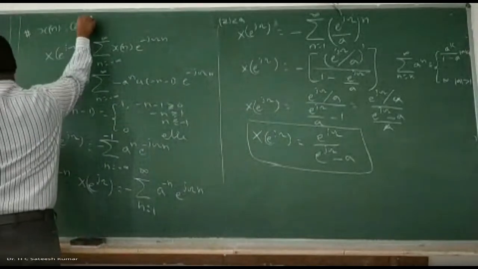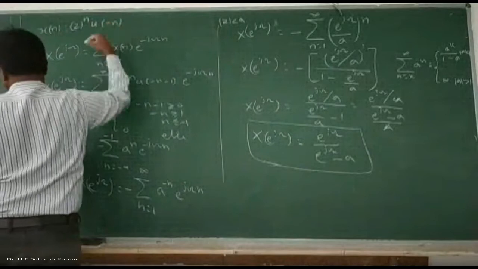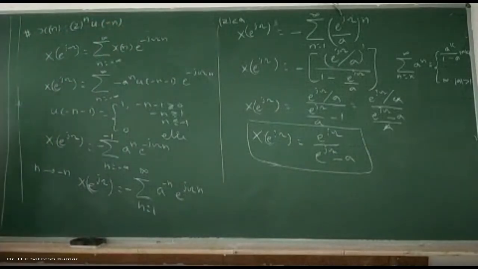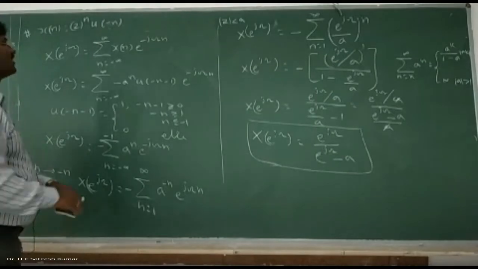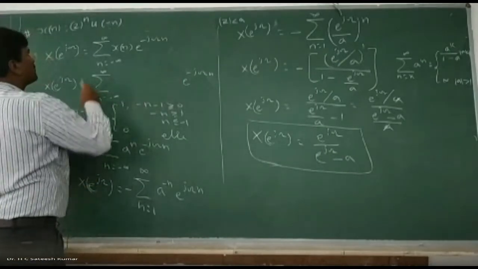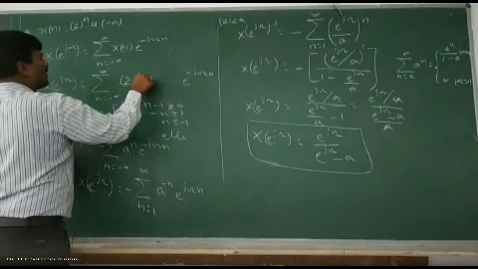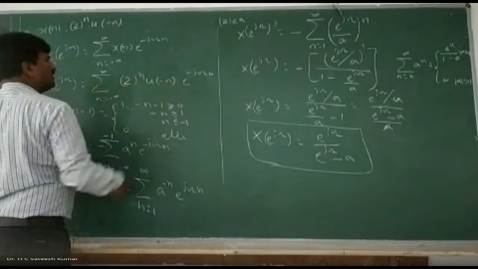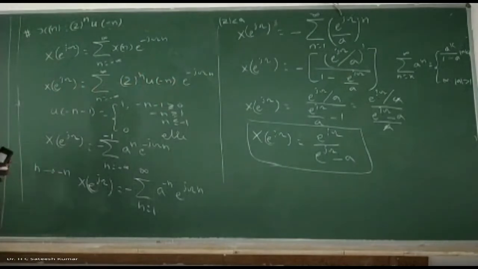x of n is equal to 2 to the power of n into u of minus n. By definition, what is it that we have? The same thing here we can write. This is nothing but equal to summation, substitute for this one, 2 to the power of n into u of minus n. So u of minus n is nothing but what?